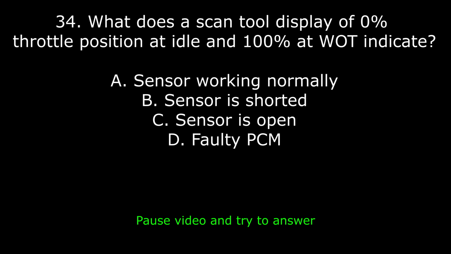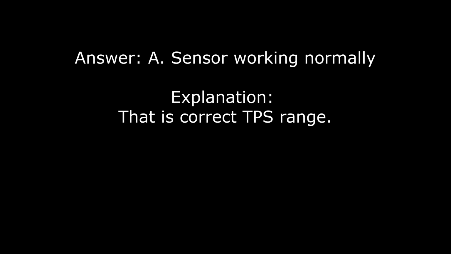34. What does a scan tool display of 0% throttle position at idle and 100% at WOT indicate? A. Sensor working normally, B. Sensor is shorted, C. Sensor is open, D. Faulty PCM. Answer: A. Sensor working normally. Explanation: that is correct TPS range.